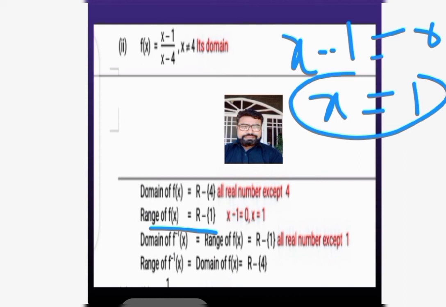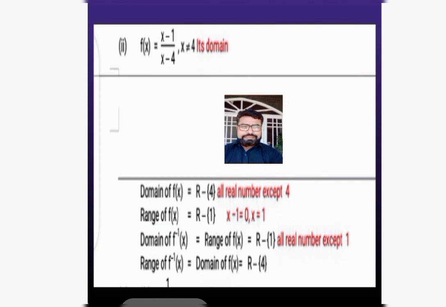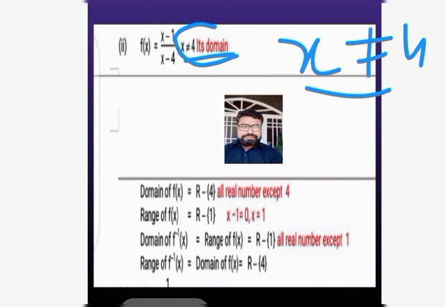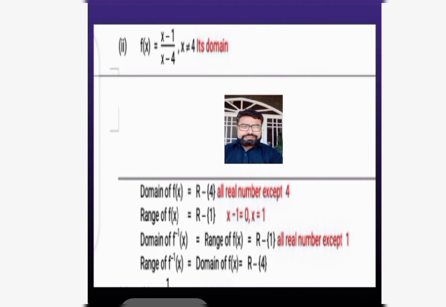But for the domain, if there is a function and it is written x is not equal to 4, as I've told earlier, that is the domain. It means all real numbers except 4, that is, we have to subtract 4 from the real numbers. We have found the domain and range of f of x, but we have to find the domain and range of f inverse of x.